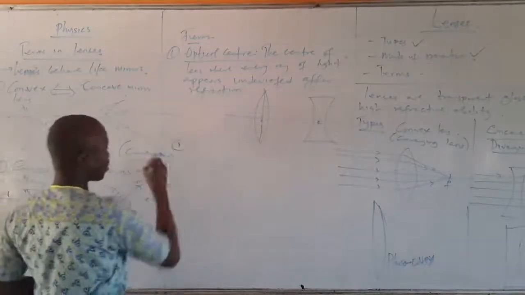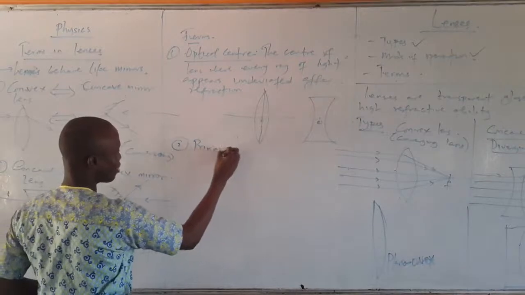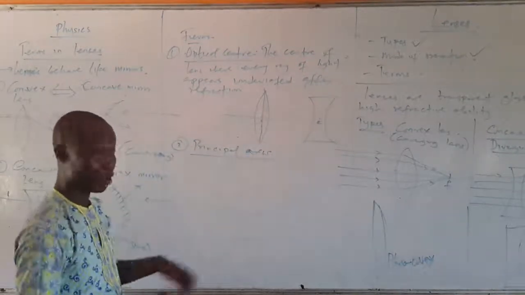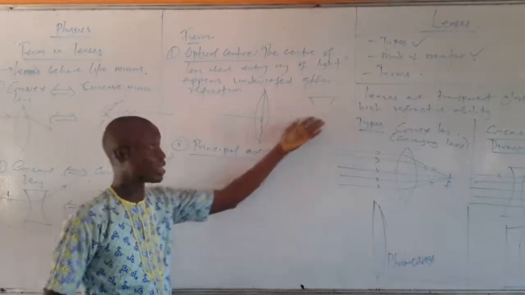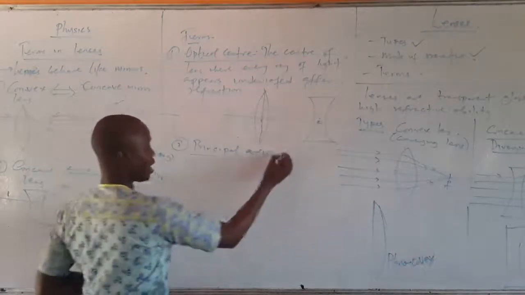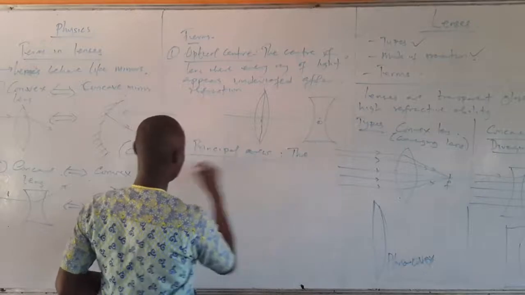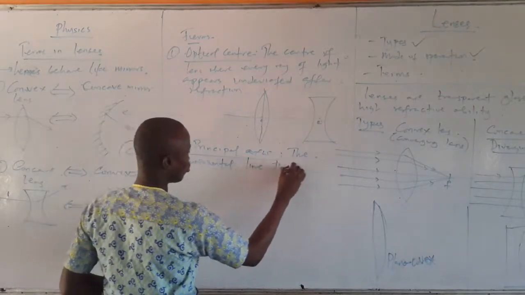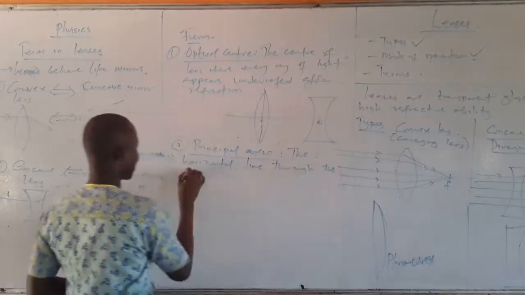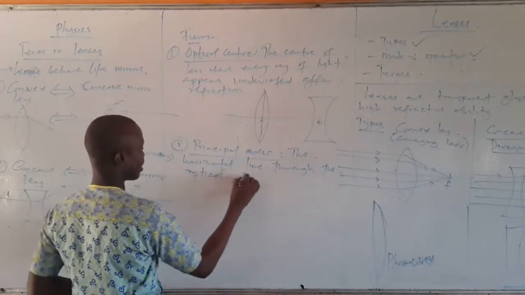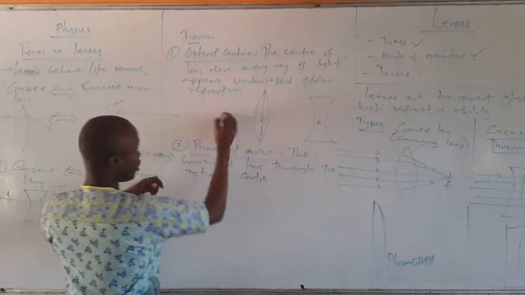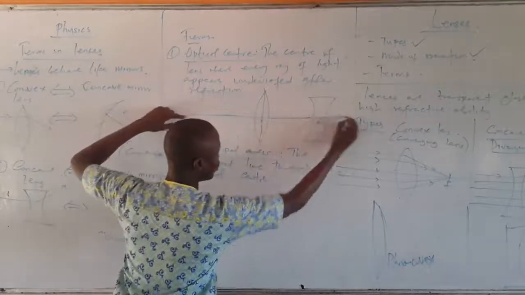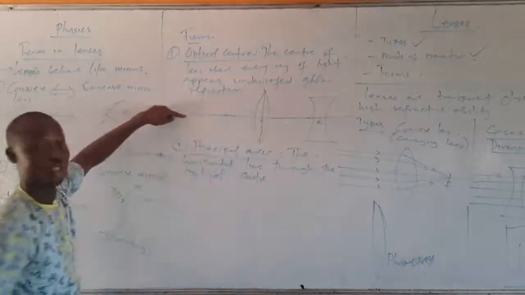We have more terms, like the principal axis. We are not new to that. The principal axis is the horizontal line passing through the optical center. This line here, passing through the optical center, is what we call the principal axis.